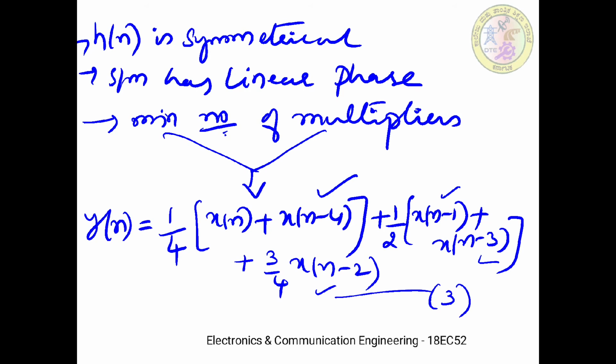1 by 4 into this term, this is the first multiplication. 1 by 2 into the second group, this is the second multiplication, and 3 by 4 into x of n minus 2, this is the third multiplication. Okay. So now with this information, let us draw the linear phase realization for the given system.